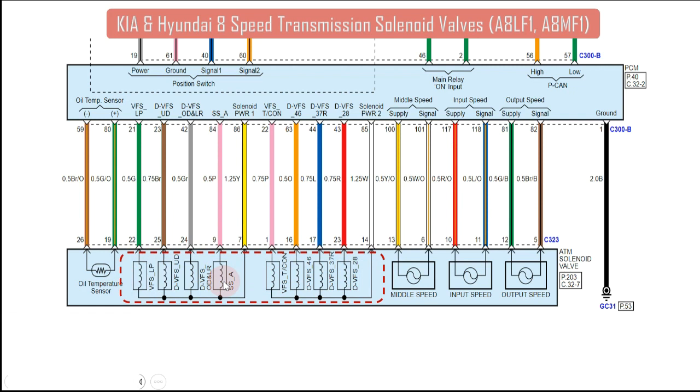It's really important to know we have 2 power supplies provided to these solenoid valves. Power supply number 1 is for these 4 solenoid valves, and power supply number 2 is for these solenoid valves. Each of these solenoid valves has a different control line connected to the PCM. So the PCM is controlling each of these solenoid valves individually, obviously to provide the oil pressure to that specific clutch pack or brake that we need for that specific gear.